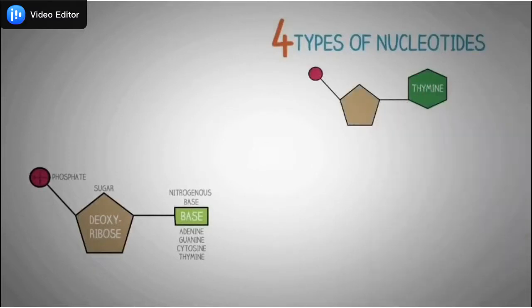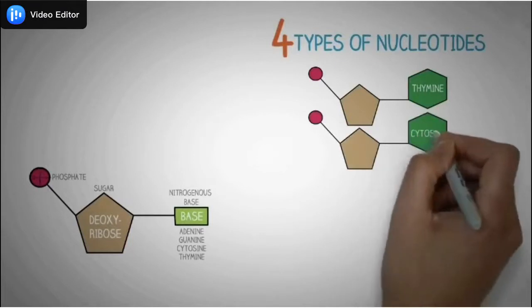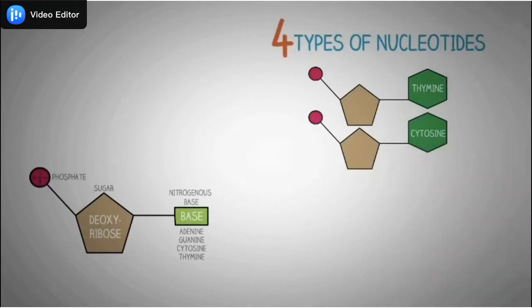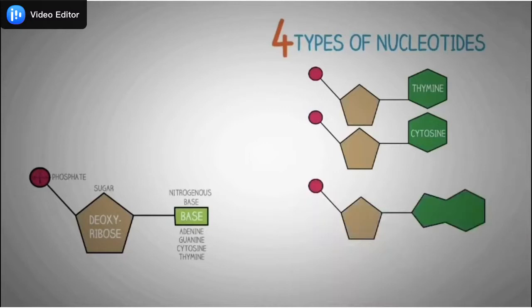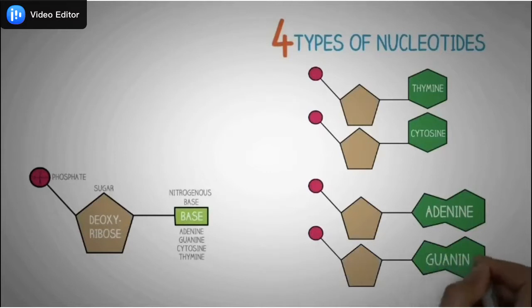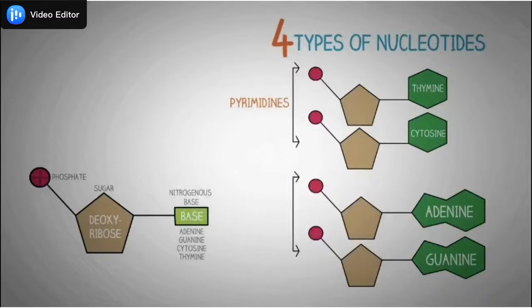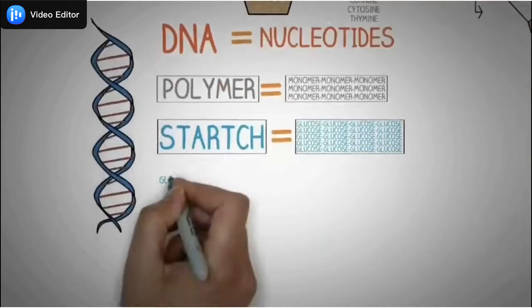These four nucleotides are also grouped into two. One is pyrimidine, another one is purine. Thymine and cytosine are in the pyrimidine group, and adenine and guanine are in the purine group. Pyrimidine molecules are small, but purine nucleotides are large molecules.